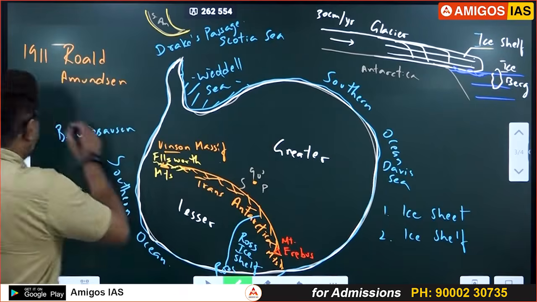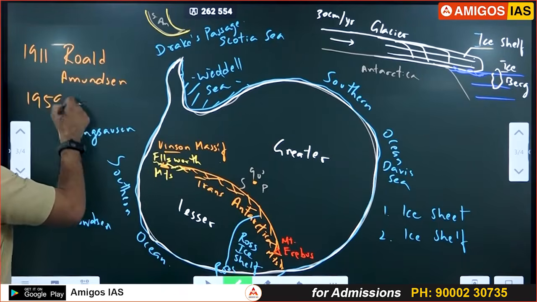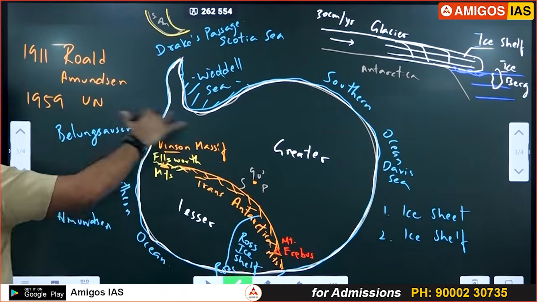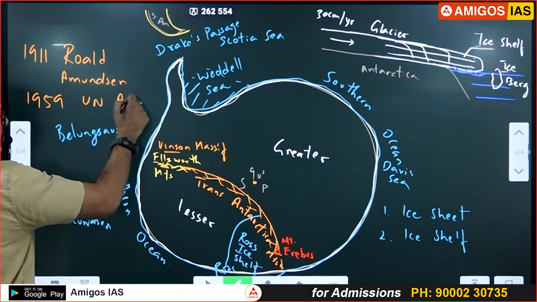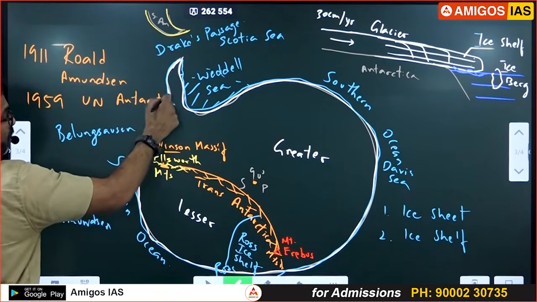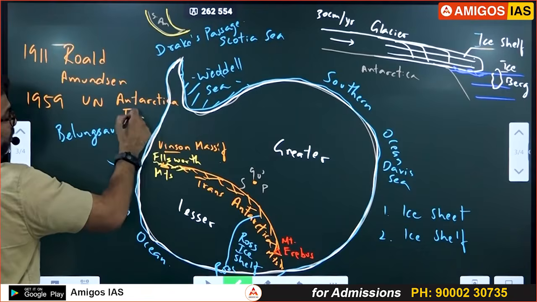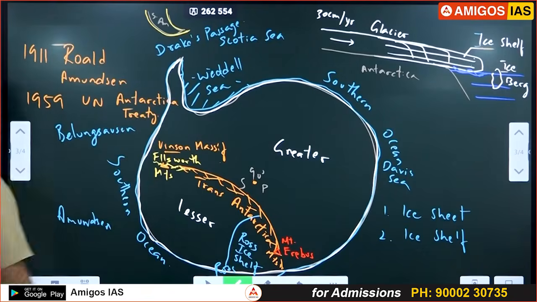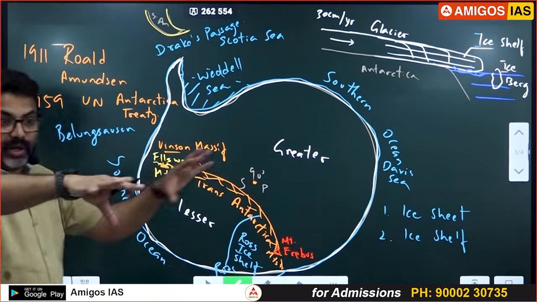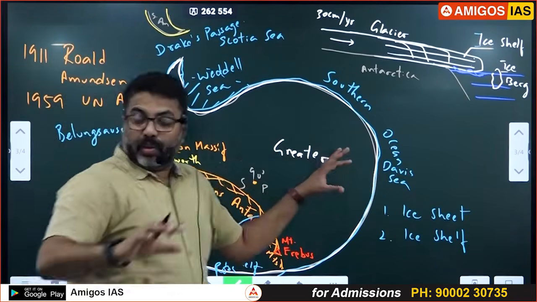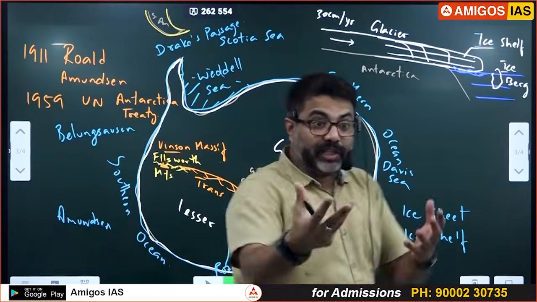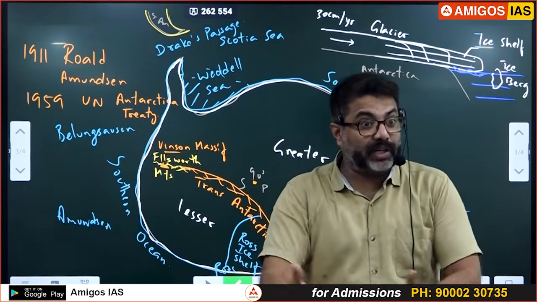So in 1959, the UN intervened and forced all the countries to sign the Antarctica Treaty. By then, from 1945 onwards, they had all started to colonize, meaning started forming bases and all. And many countries had already explored where is oil, where is natural gas, where is diamond, where is gold.